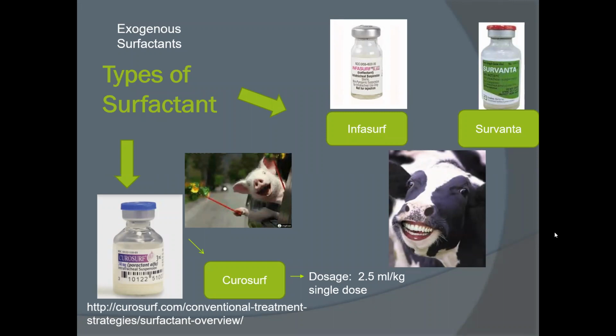It's showing the pig and the cow. So when you're delivering surfactant that came from ground up cow's lungs, it's called Infrasurf or Survanta. That's not spelled right. Or it's from the pig and it's called Curasurf or Poractant alpha. The dose is 2.5 milliliters per kilogram of body weight. And usually I don't emphasize dosages, but you guys get quizzed on this so often. So make sure you remember 2.5 mLs per kilogram.